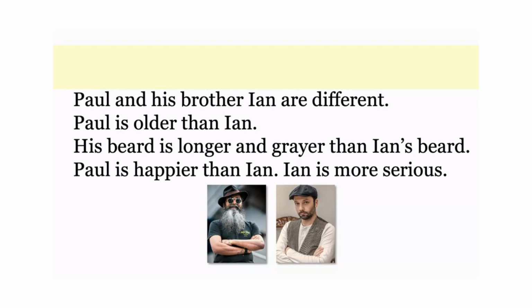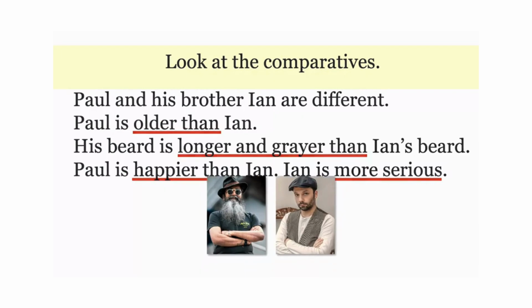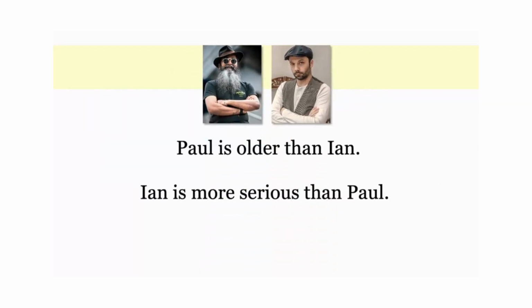Paul is happier than Ian. Ian is more serious. Look at the comparatives. Older than, longer and grayer than, happier than, and more serious. Paul is older than Ian. Ian is more serious than Paul.